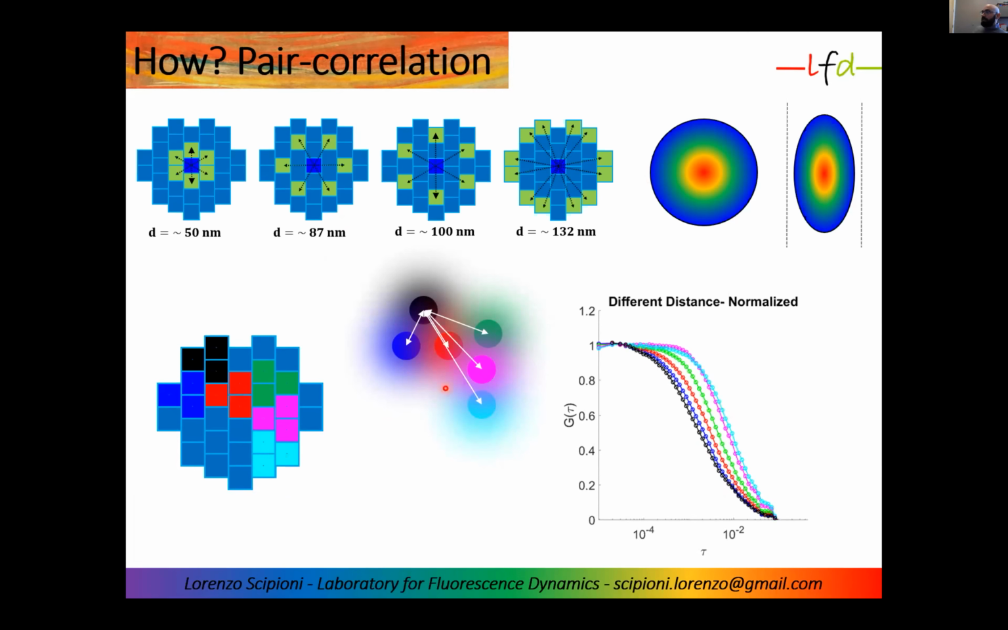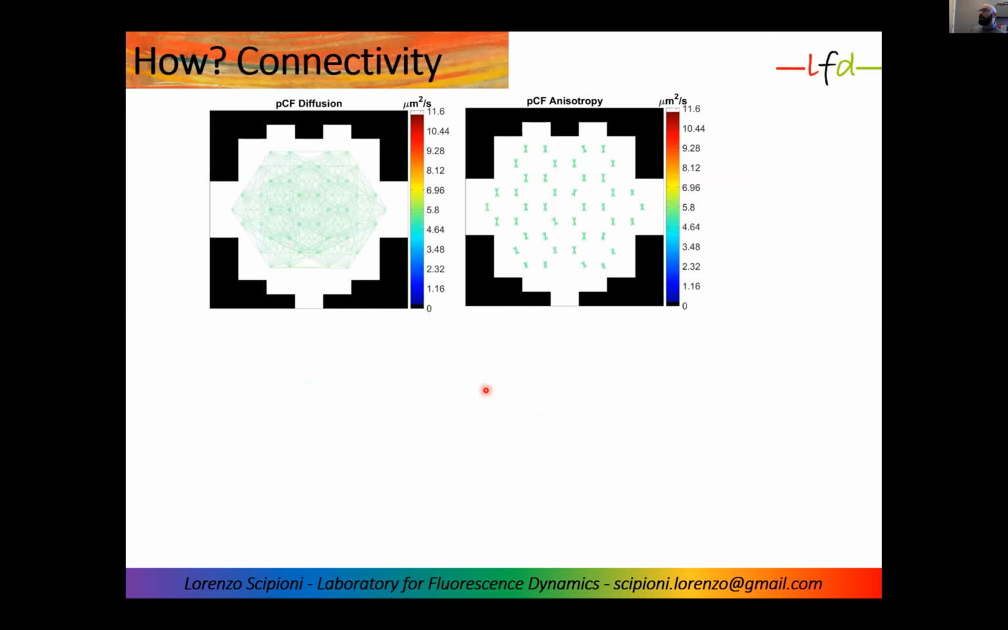But the distance of this one is subdiffraction. You are in the order of tens of nanometers, right? So you have a much higher sensitivity than common pair correlation techniques. And also you can use all the cross correlations between the detectors to create a connectivity map. So how does a connectivity map look?